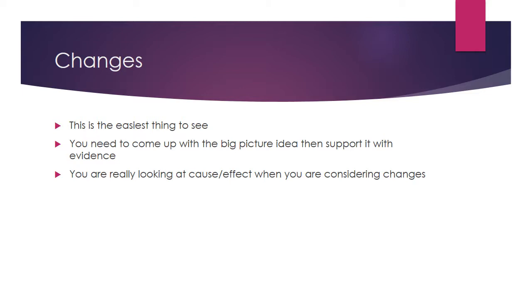Changes are the easiest things to see. You need to come up with a big picture idea and then support it with your evidence. Think back to the evidence stuff from Historical Thinking Skill 1. I talked about different ways that you can learn that evidence and different things that you have to be able to do. What you're really looking at for changes is your cause and effect.